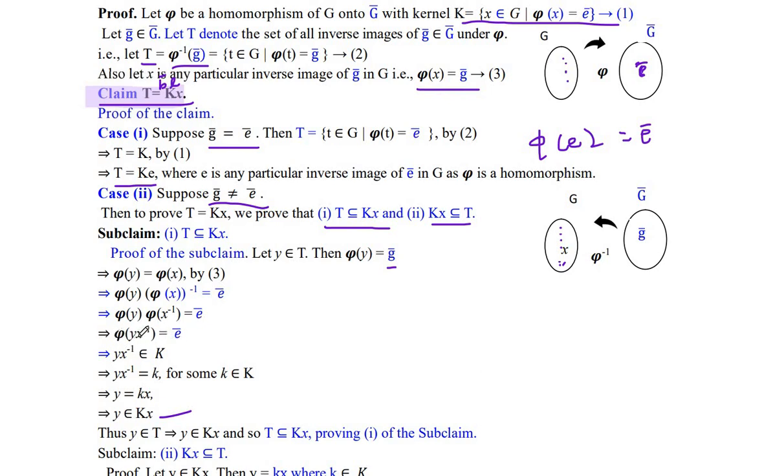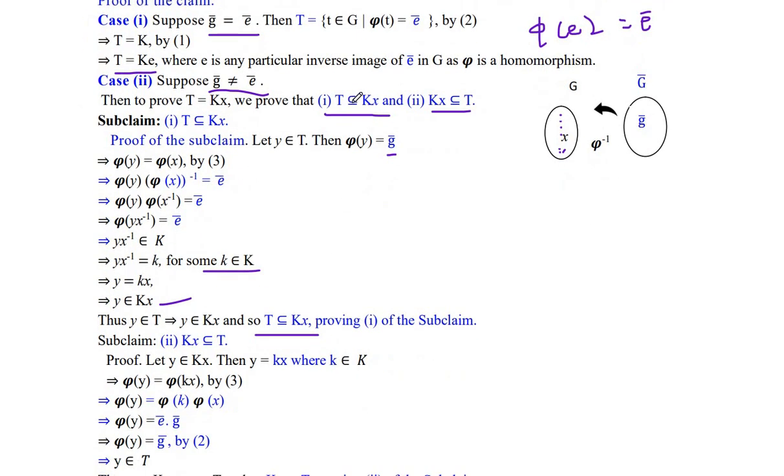And all those elements which are mapped onto the identity element, by the definition of kernel, are nothing but members of this kernel. So yx inverse should be in K by the definition of K. So let us take this yx inverse to be some small k, where k belongs to capital K. So this can be rewritten as y is equal to kx, where small k is in capital K. So I can very well rewrite this as y belongs to kx. So y in T implies y in kx, therefore you have T contained in kx. So that proves the first part.